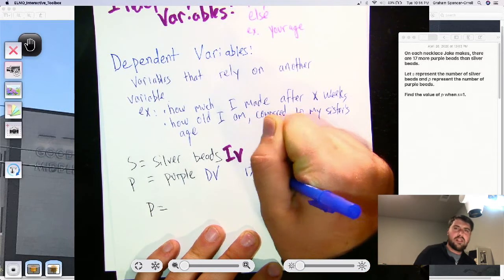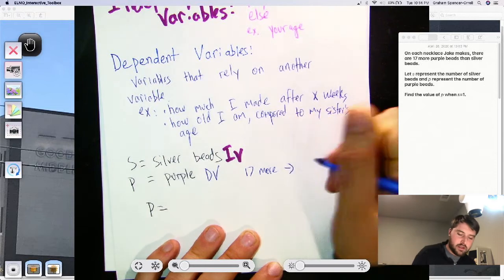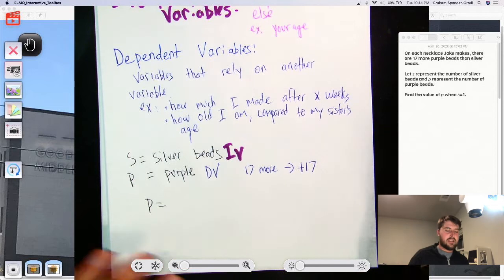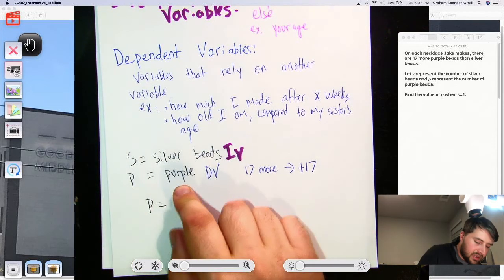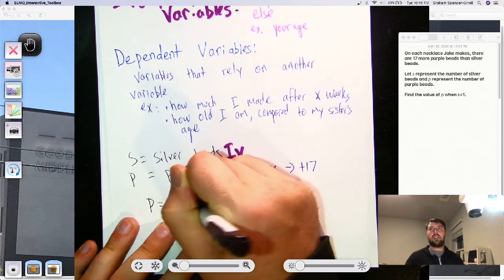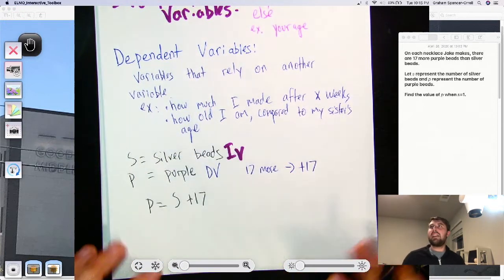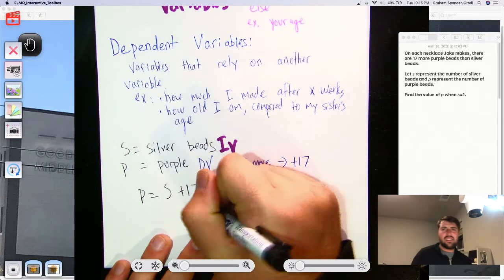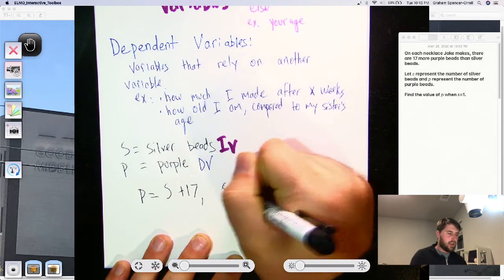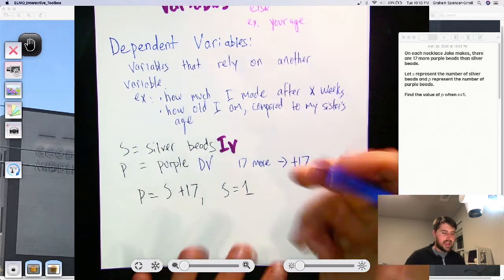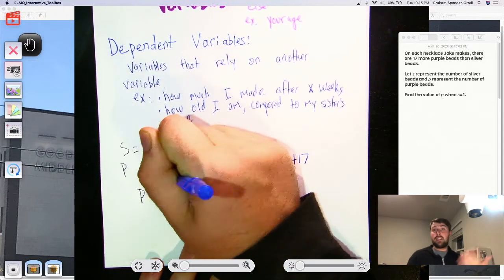So that 17 more is going to translate into, if you have more, it means you're going to be adding, so plus 17. So we're going to take P, which is the number of purple beads, equals the silver beads plus 17. There's our equation. Now it also tells us find the value of P when S equals 1. So I'm going to comma this, S equals 1. Now this is just what we've seen before with our substitution method. All we've got to do here is substitute our 1 in for S. You plug that 1 in for S, and we'll rewrite our equation and solve.